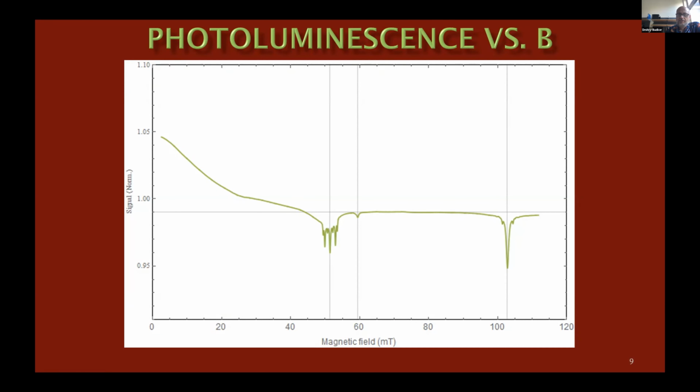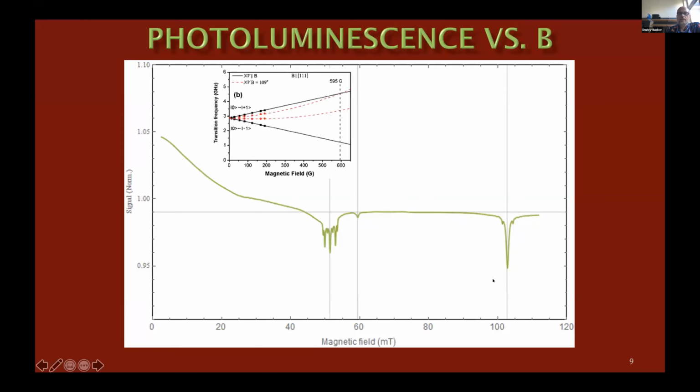We align our magnetic field to be along one of the axes of the crystal, and then we record the fluorescent signal as a function of magnetic field, and we see this beautiful picture that shows that there is some dependence at relatively small magnetic fields, and then there are all kinds of sharp features.